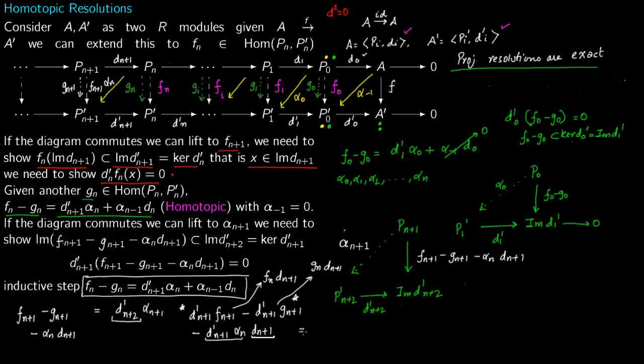So this expression now becomes f n d n plus 1 minus g n d n plus 1 minus d prime n plus 1 alpha n d n plus 1. Take d n plus 1 outside, you get f n minus g n minus d prime n plus 1 alpha n, and then you have d n plus 1 here.